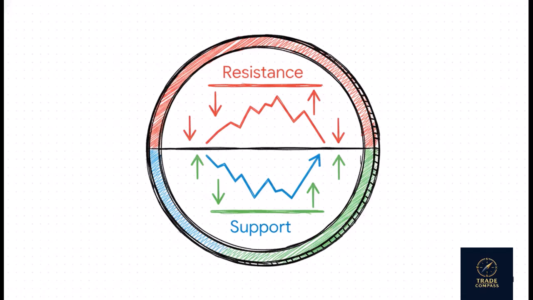So let's just put them side by side to make it super clear. You've got support, which is the floor where all the buying pressure is. Then you have resistance, the ceiling, where all the selling pressure kicks in. It's really that simple. It's a constant battle between buyers and sellers. At the floor, the buyers are winning. At the ceiling, the sellers are winning. This back and forth, this tug of war, is what gives the market its entire structure.